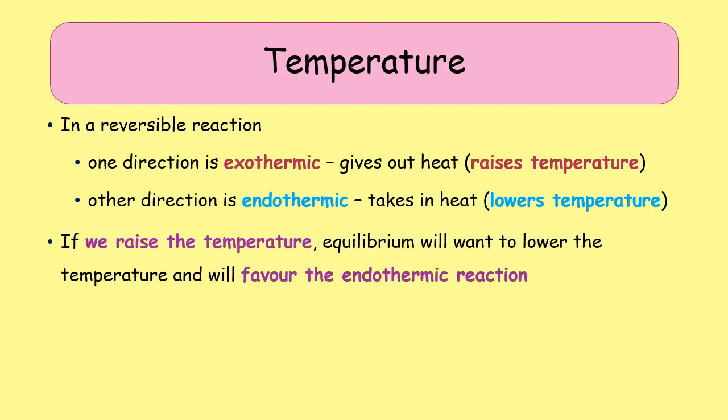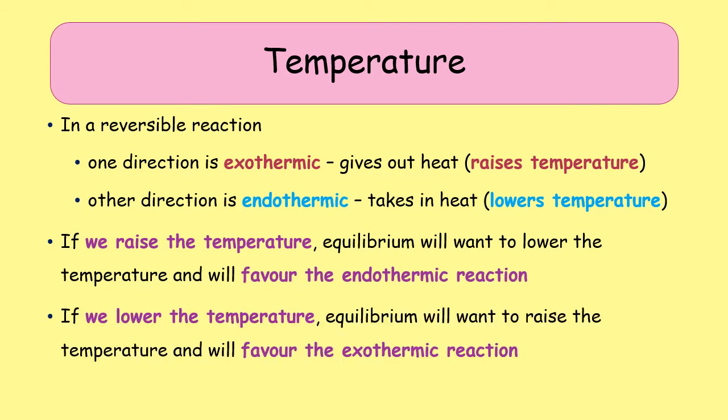So if we raise the temperature ourselves, if we decide to do the reaction at a higher temperature, the equilibrium will want to undo that change. If we raise the temperature, the equilibrium will want to lower the temperature, and the only way it can lower the temperature is by doing more of the endothermic reaction, which takes in heat. And so the equilibrium will shift to favour the endothermic reaction. If we instead lower the temperature, the equilibrium will want to undo that change, so it will want to raise the temperature, and that will favour the exothermic reaction.